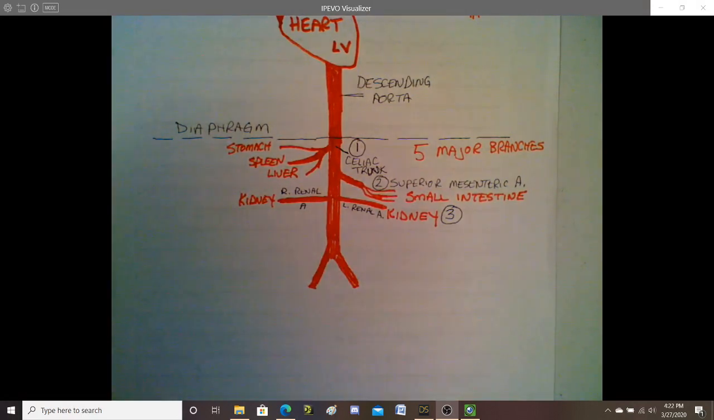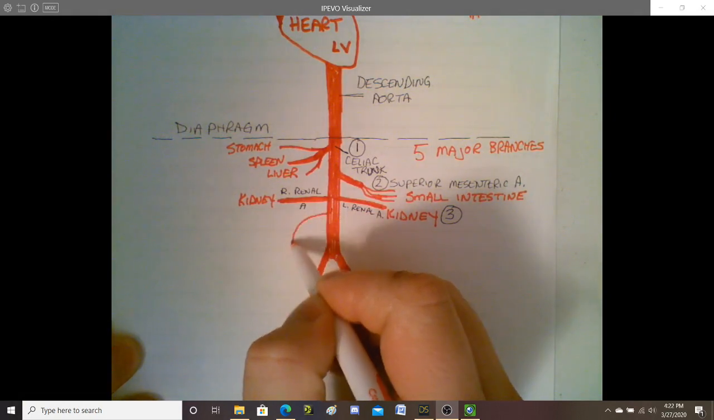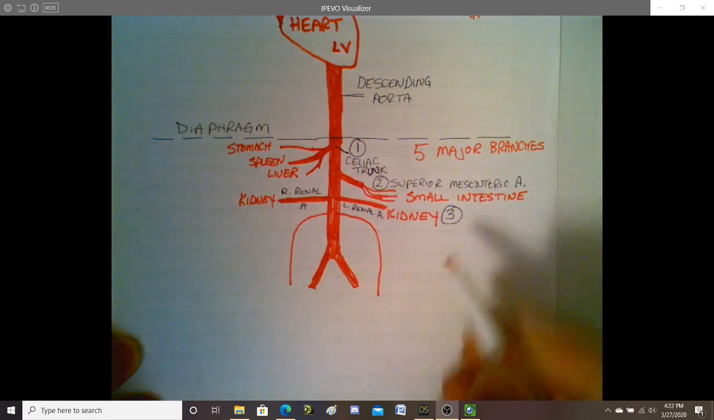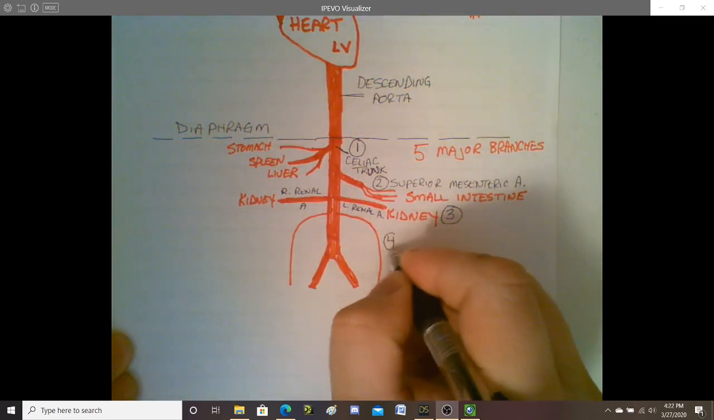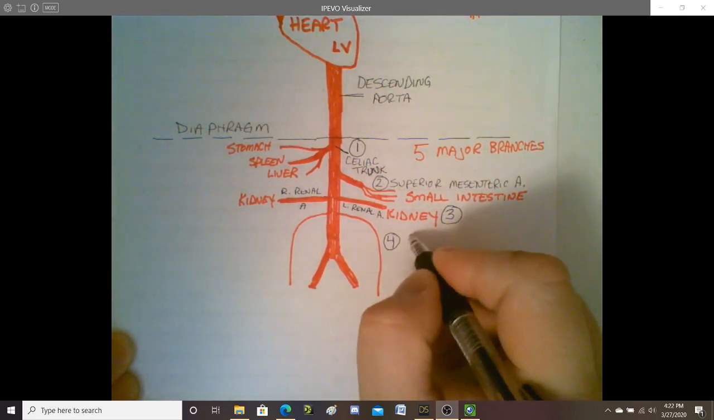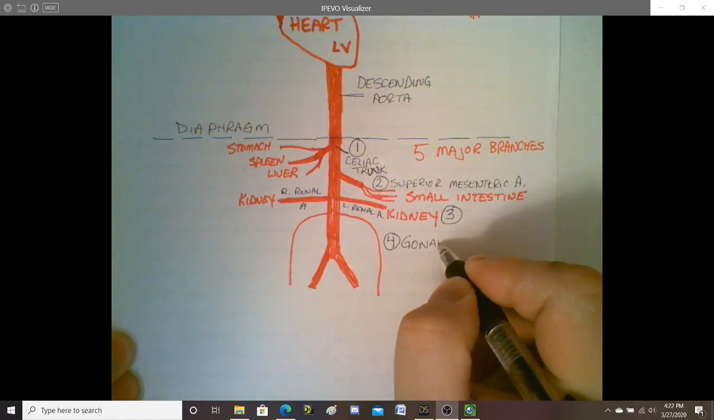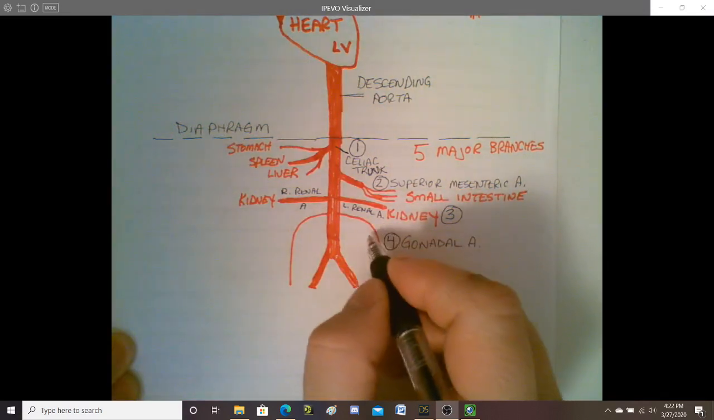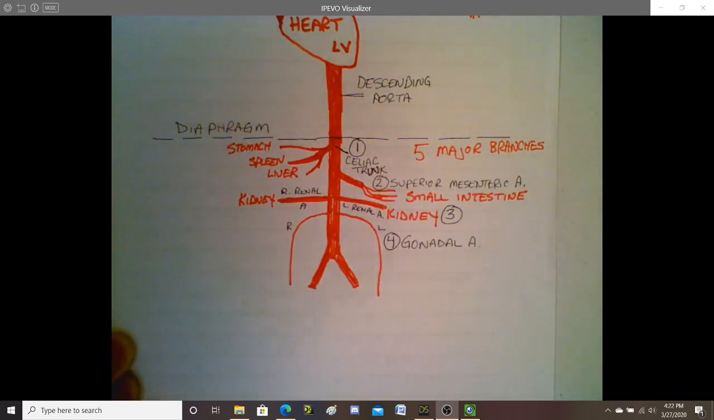Okay. Then below the renals, you're going to have a branch coming off like this and going down, and another branch coming like this and going down. This is number 4. These are your gonadals. They're going to your reproductive organs. Gonadal arteries. And we have a left and we have a right. So those are the gonadals.